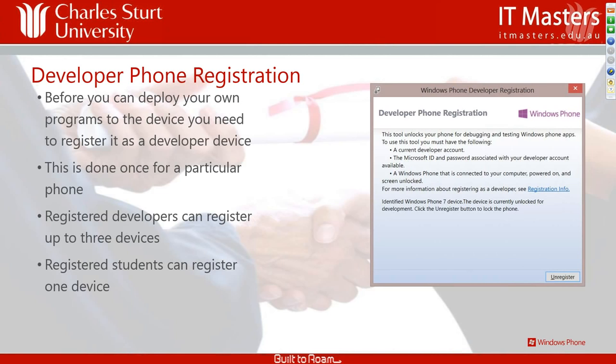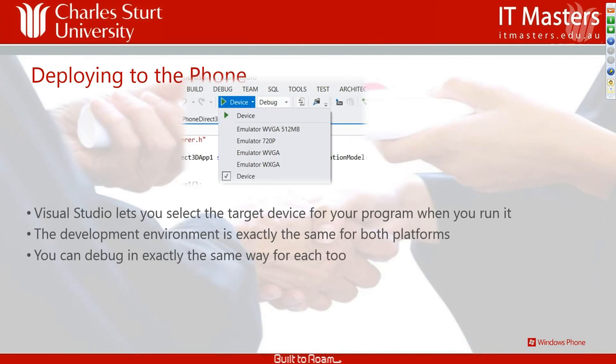Okay. With that account, and once your account's been verified, you can then use that account to unlock a set number of devices as part of this registration process. Now, once you've registered a device, you can deploy to it the same way as you would deploy to the emulator. Within Visual Studio, there's a drop-down at the top that allows you to select between the device and one of the 4 different Windows Phone emulators.